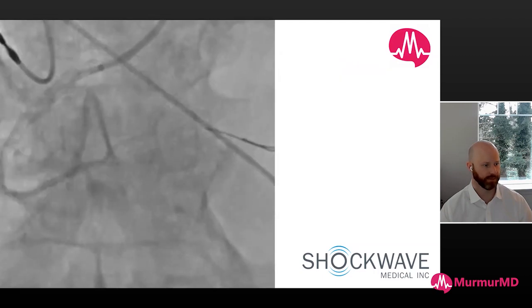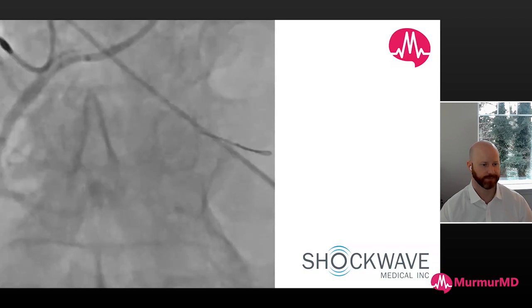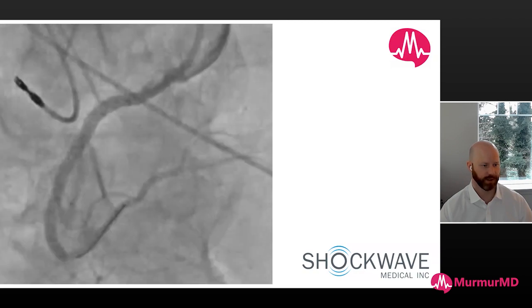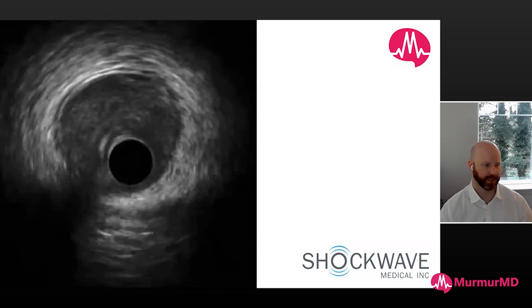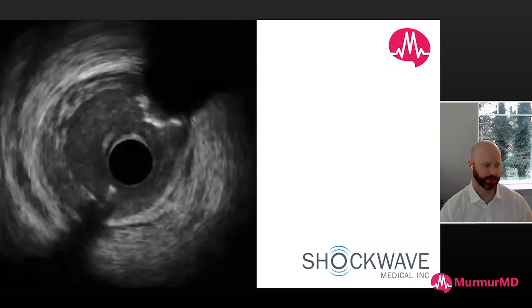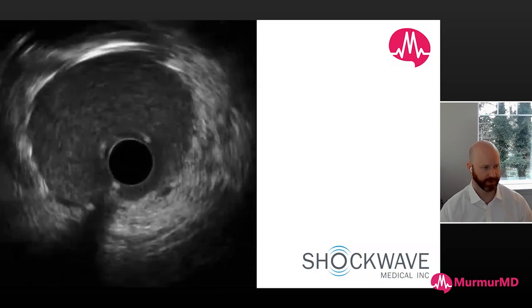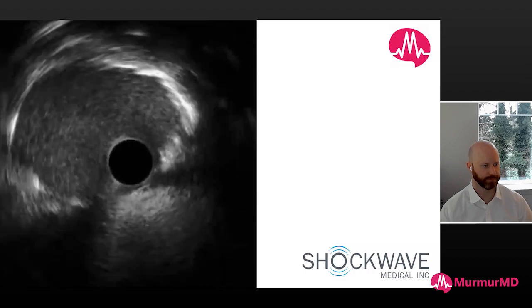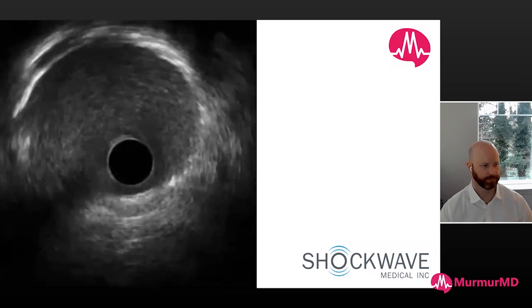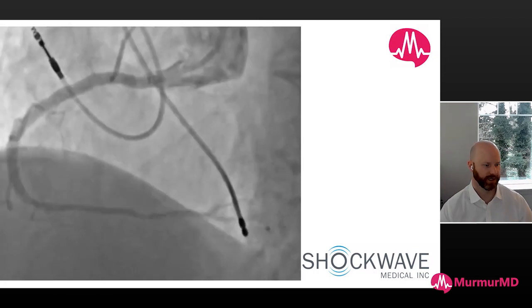So we went ahead and placed drug-eluting stents using intravascular ultrasound guidance for sizing. And you can see here we have an excellent result. This is the final intravascular imaging where you'll be able to see a well-opposed, well-expanded stent. And we have excellent expansion, even in the area of the most severe calcification, which we're very happy about. And this is our final angiography.